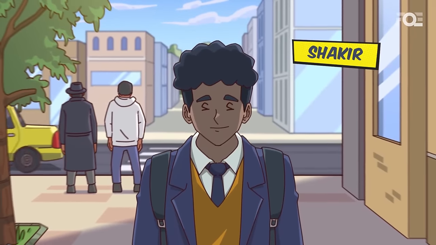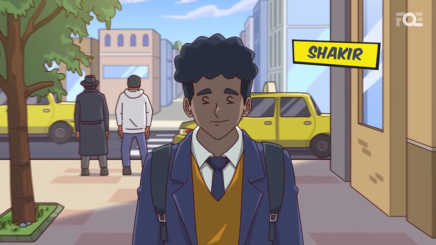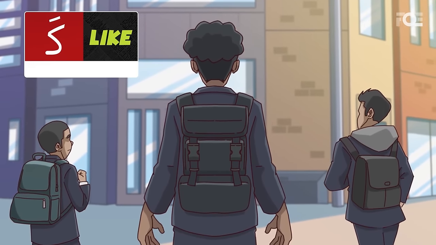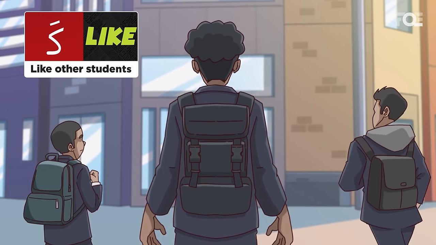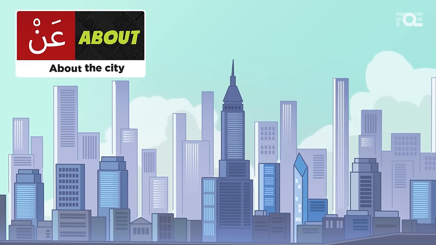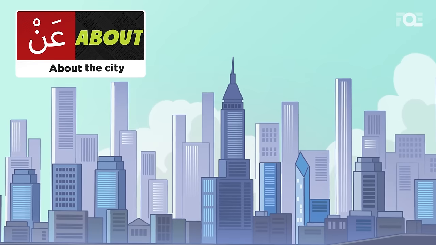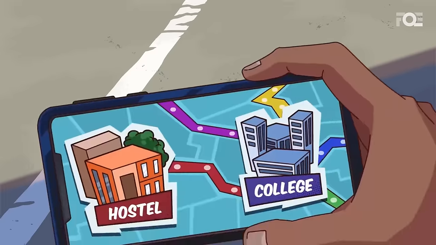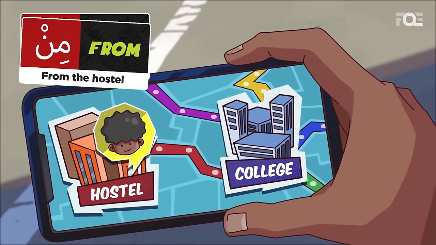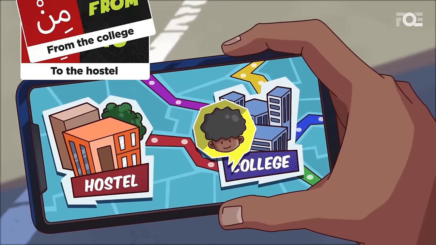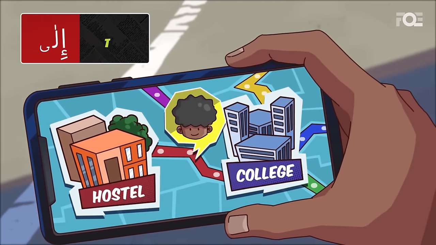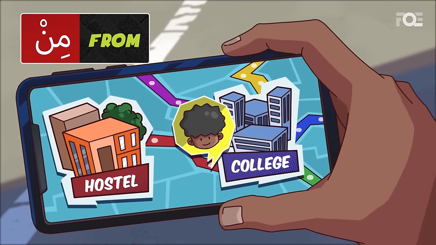Shakir was a brilliant student. He had moved to a new city for higher education. Like other students, he had no prior knowledge about the city. His routine was simple. Min the hostel, ila the college. From the hostel to the college, and from the college to the hostel. Min, from. Ila, to.